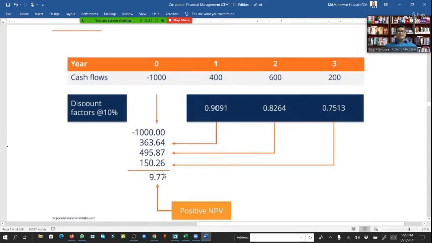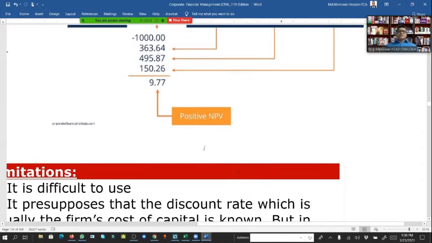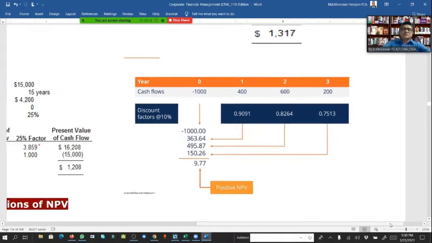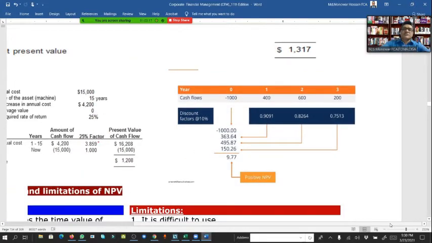If we add it up, because here only 3 are positive and 1 is negative, the result comes out positive, 9.77. It is positive in NPV. Our required rate or discount rate is 10%, so the return is more than 10%. That's why this project can be taken, because NPV is positive. It is the decision criterion of NPV.